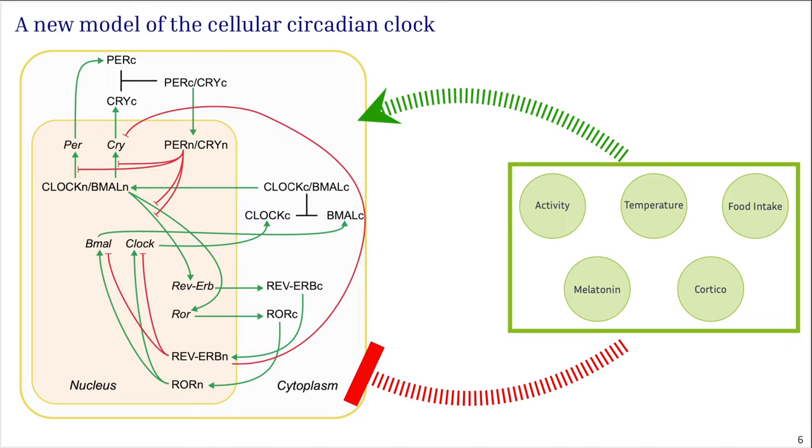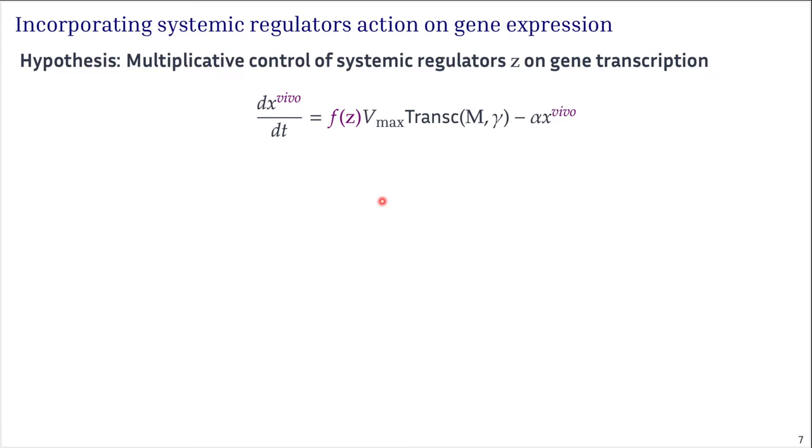Now that we have encompassed all information into a mechanistic model, the problem becomes, can we infer the links of the systemic regulators directly into the model? To investigate these links, we make the following first hypothesis. We suppose a multiplicative control of systemic regulator Z on gene transcription, meaning that the gene expression dynamics, when exposed to external signals, reads as the following.